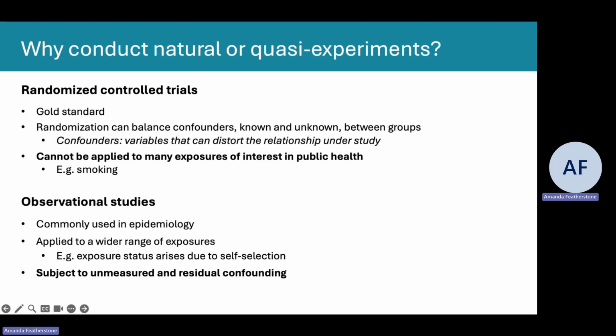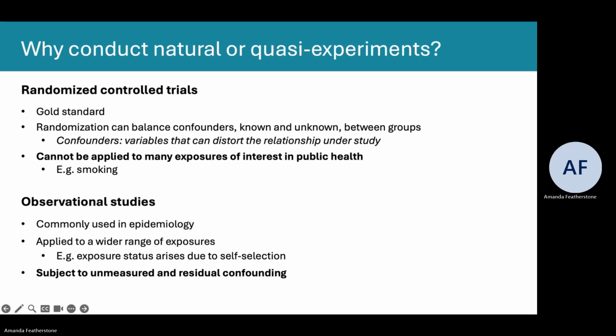So before getting into what natural and quasi-experiments are, I first wanted to provide some insight into why we might want to conduct these types of experiments. Randomized control trials, or RCTs, are a gold standard study design used in epidemiology. The use of randomization to assign treatment status or intervention in this type of study design allows for the estimation of the effect of that intervention or treatment independent of other factors. That is, randomization can be used to balance confounders, known and unknown, between intervention or treatment groups.